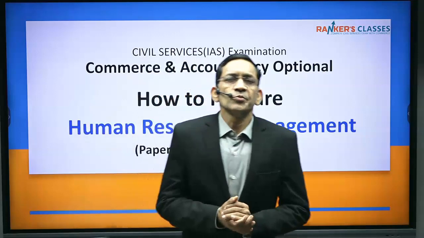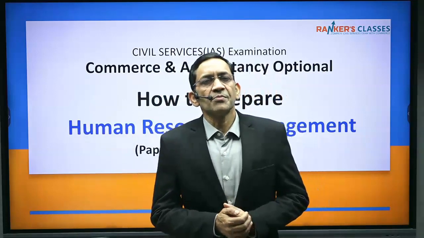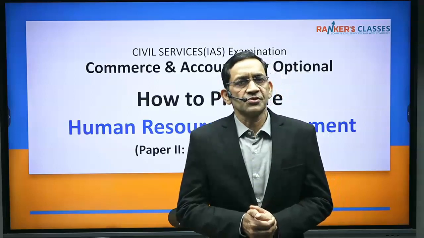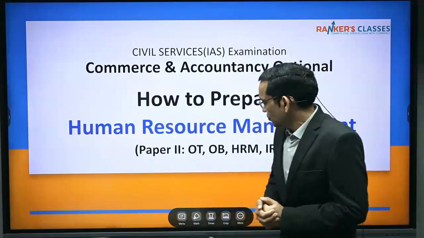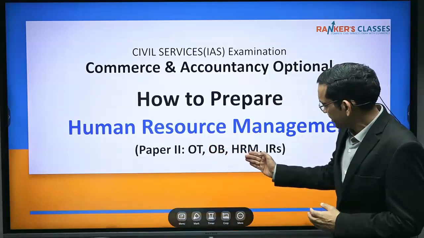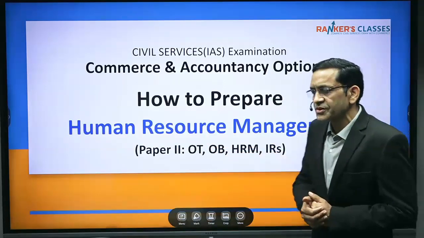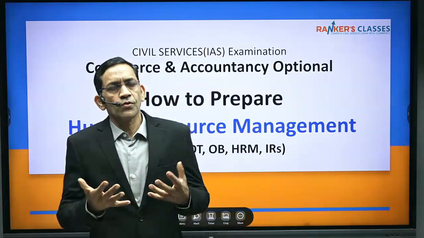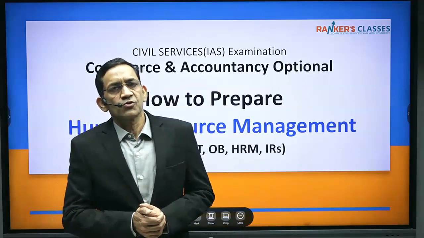Today I am going to discuss with you how to prepare human resource management. You know that human resource management is covered by paper 2 of Commerce and Accountancy Optional in Civil Services. In paper 2, there are 4 subjects: organization theory, organization behavior, human resource management and industrial relations. In paper 2, human resource management carries around 100 marks. So out of 250 mark questions, you can attempt HRM for around 100 marks. So it is very important.